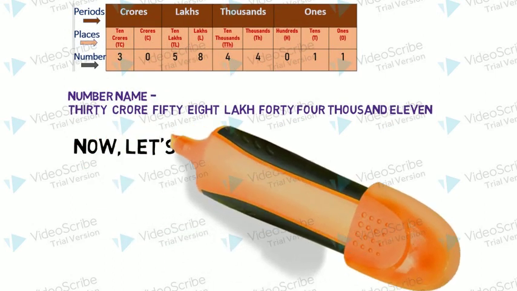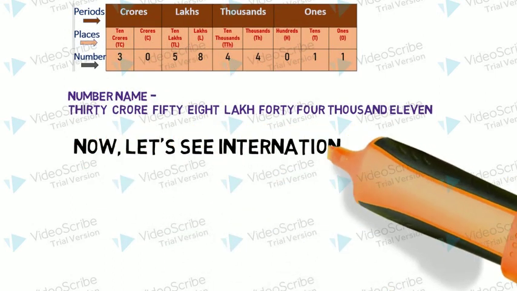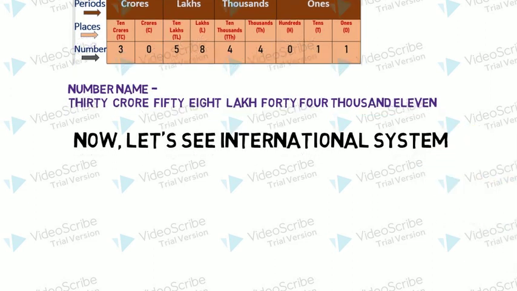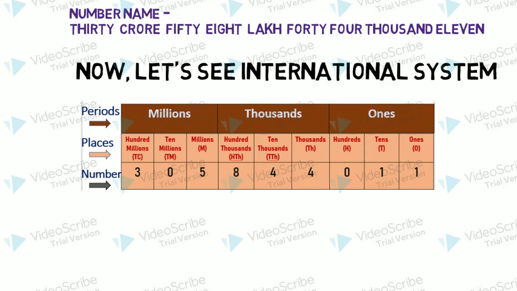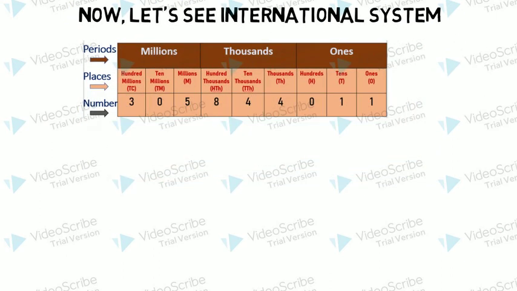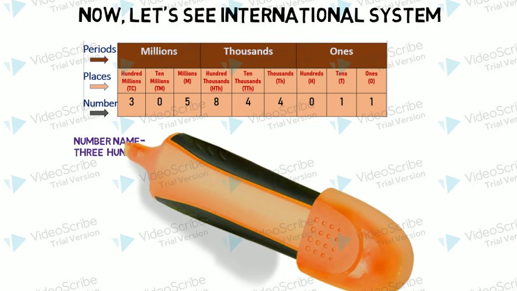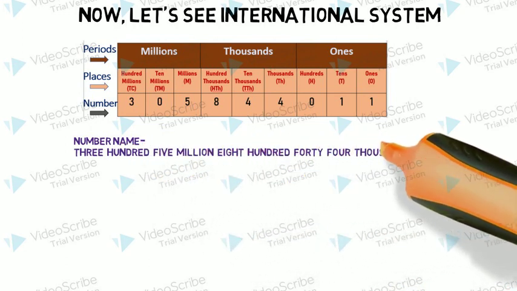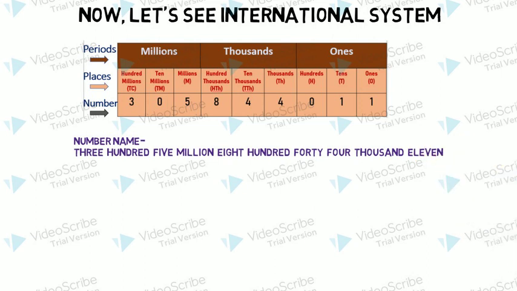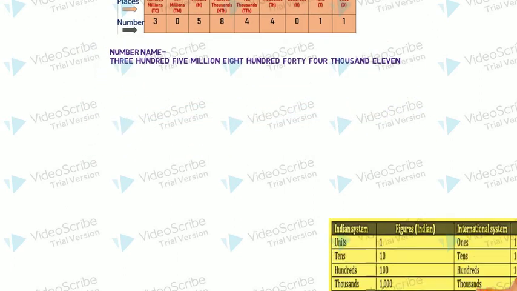Now let's see international system. Let's see the chart. And I have given the same number over here. Now let's see how we will write in international system. So we can see in millions period I have written 305, that means 305 million. In thousands period 844, that means 844 thousands. In ones period 011, that means 11. That's why 305 million 844,000 11. So always we write number name according to the periods.